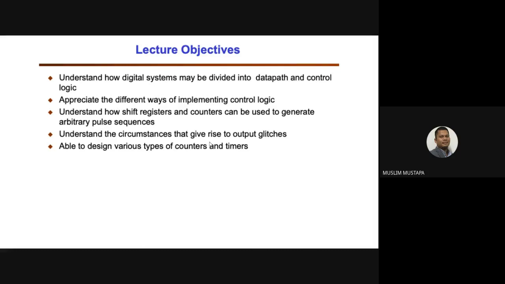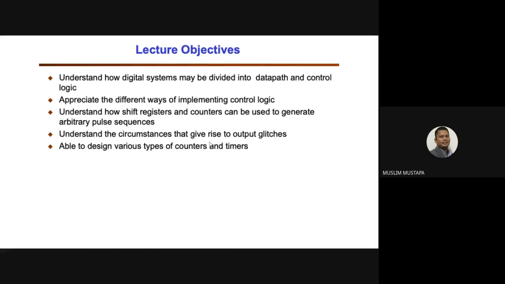I mean, the idea of giving you the objectives at the beginning of the lecture is so that you know what the goal of this lecture is, right? So by the end of this lecture, you can measure whether you achieved this goal or not. For example, you have to understand how digital systems may be divided into data paths and control logic. I'm going to explain later what data path and control logic are.